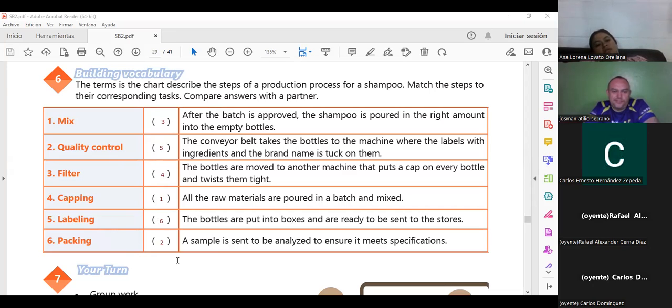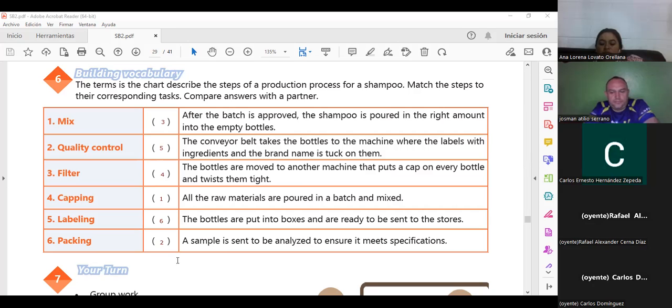The bottles are put into boxes and are ready to be sent to the stores. To the stores. All right, good. Is there any question so far?